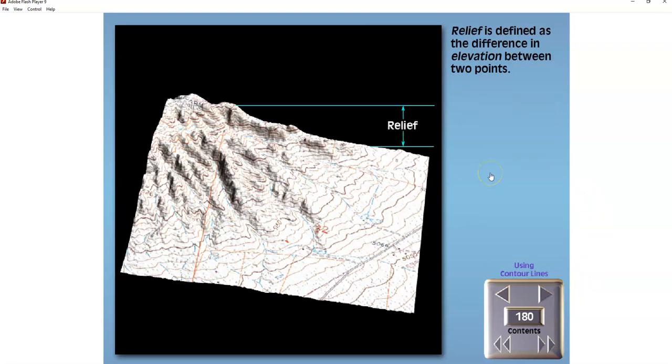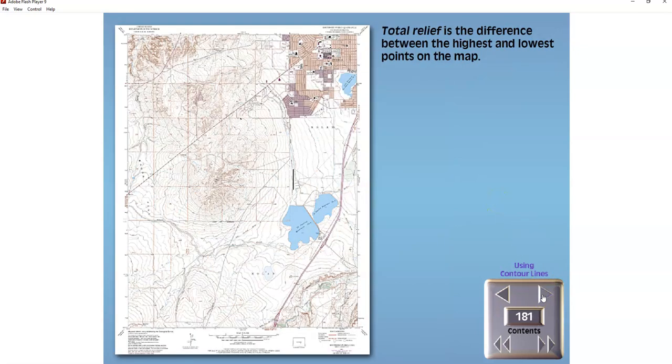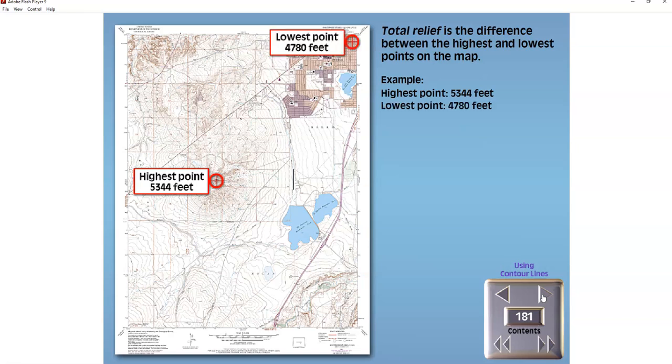Relief is defined as the difference in elevation between 2 points. Total relief is the difference between the highest and lowest points on the map. Example: highest point, 5,344 feet. Lowest point, 4,780 feet. 5,344 minus 4,780 equals 564 feet total relief. So you just subtract the highest and lowest numbers. That's total relief. Or you could do local relief.